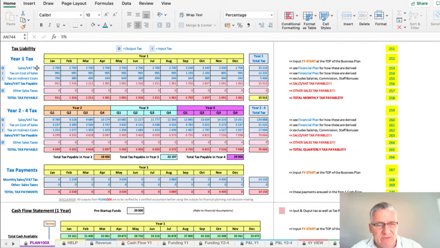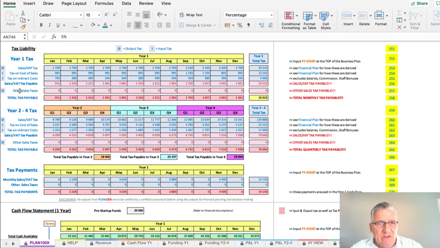Now, if you look at the top here, the first one is output sales tax. This is sales tax from selling, and that's the top line, total of $33,210 for the year based on our sales projections. Then we have an input tax on our cost of sales and an input tax on our indirect costs. So these are coming through here, and you can see the totals on the right hand side. That's our total sales VAT tax payable by month.